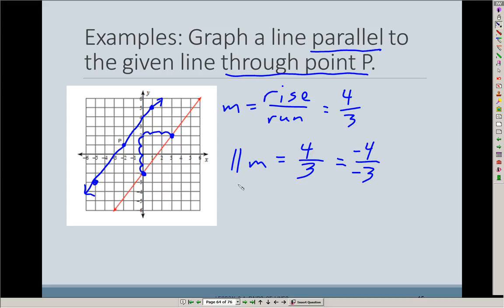Parallel lines have the same slope, so rise over run to get the slope of the given line, and do that same rise over run for the parallel line.